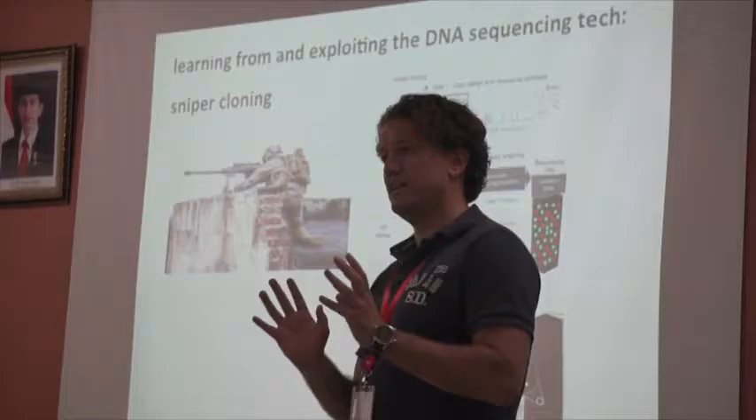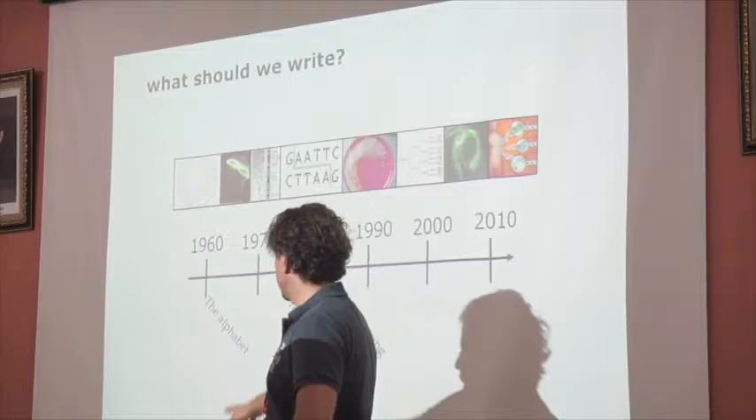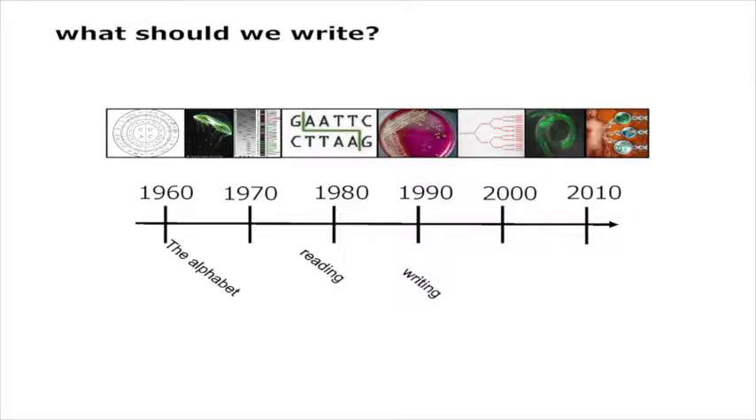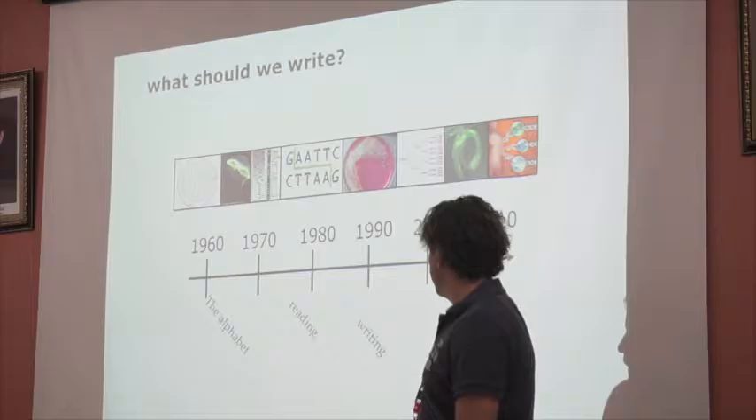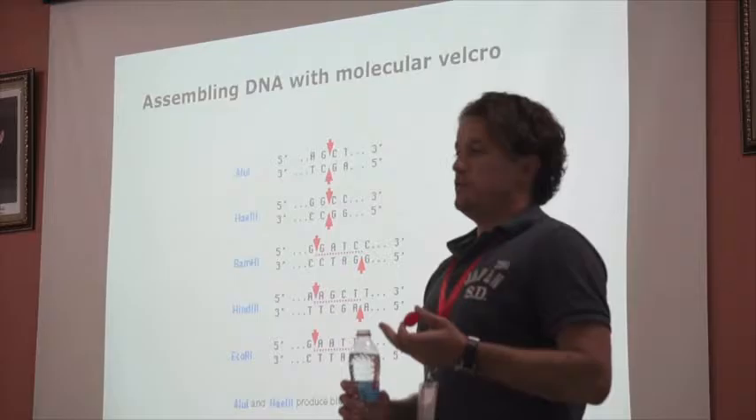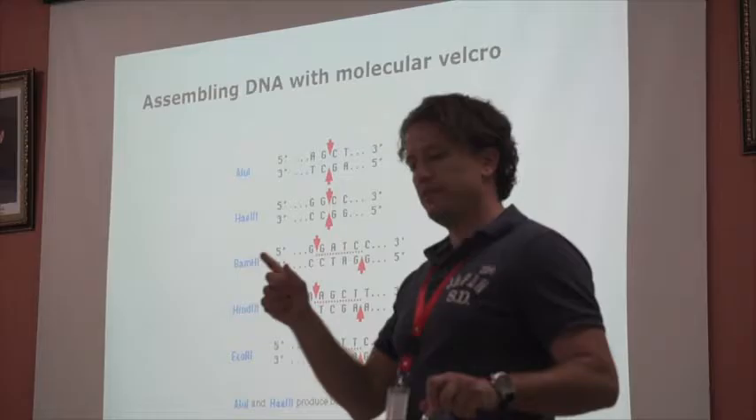But that's the concept, and it's just to give you a taste of where DNA synthesis is going. Basically, to read and to write and to make books, you need an alphabet, you need to be able to read and you need to be able to write. And, well, the genetic code we learned around 1960, we learned to sequence DNA in the 70s, and we learned actually to write DNA in the 90s, and now it's becoming really cheap.